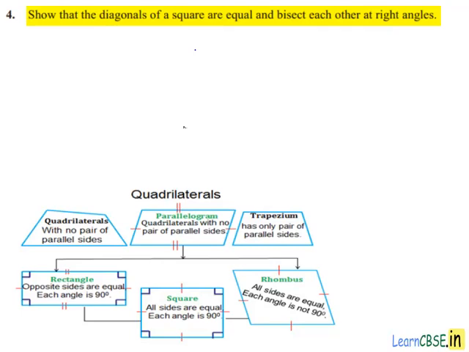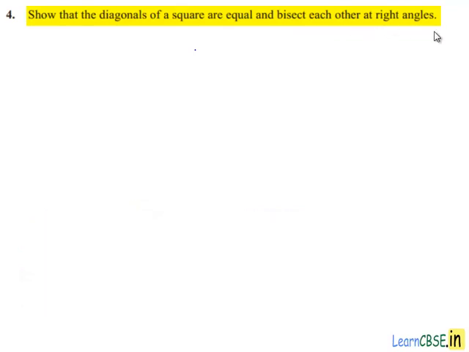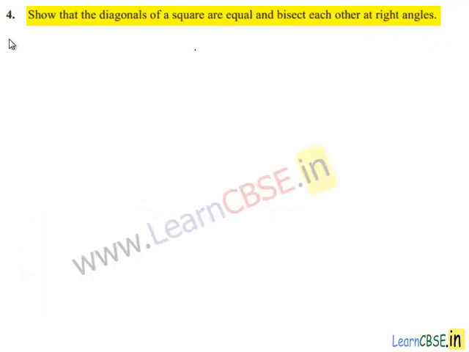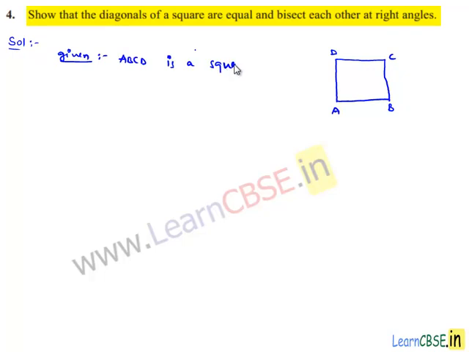Moving on to the 4th question. Show that diagonals of a square are equal and bisect each other at right angles. Now moving on to the solution. Let us note down the given information that he has given a square. So let us assume a square ABCD. As ABCD is a square, we can say that all the sides in a square are equal. So here AB is equal to BC is equal to CD is equal to DA.